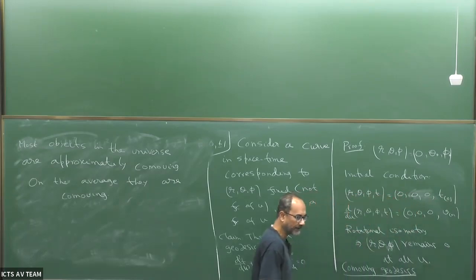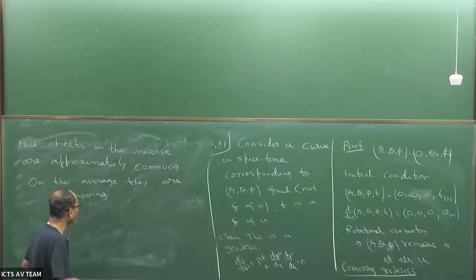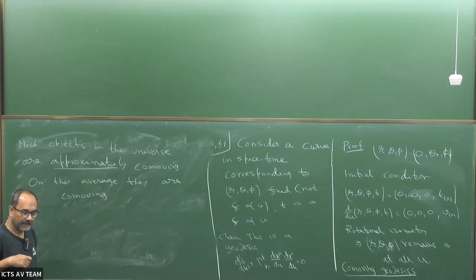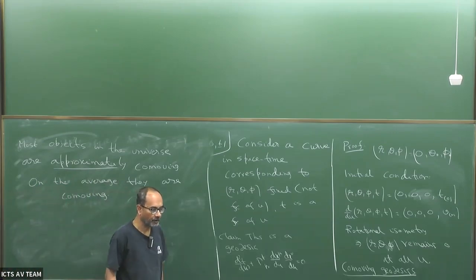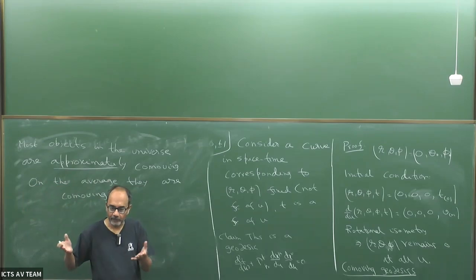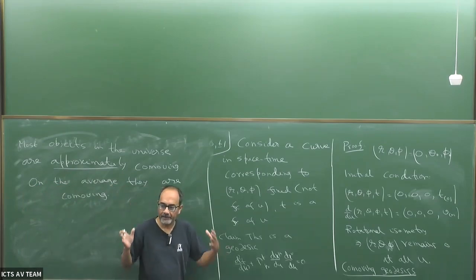I'll explain why: approximately co-moving. Approximately means what? Okay. Approximately means that their speed with respect to co-moving objects is small. Small compared to the speed of light, because we have set the speed of light equal to 1. So it is true that not every object is co-moving. Most objects are not exactly co-moving. But first, let's understand that on the average, the objects must be co-moving.